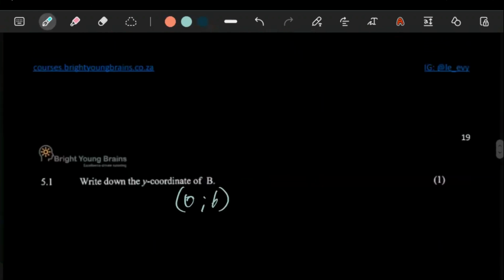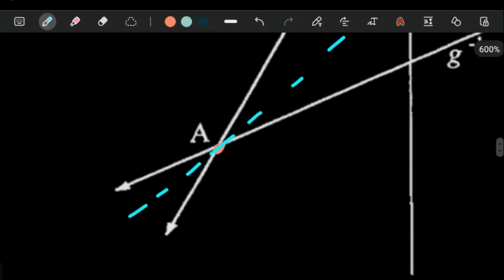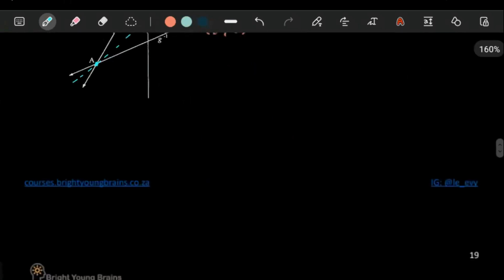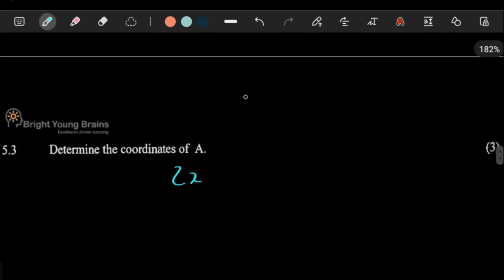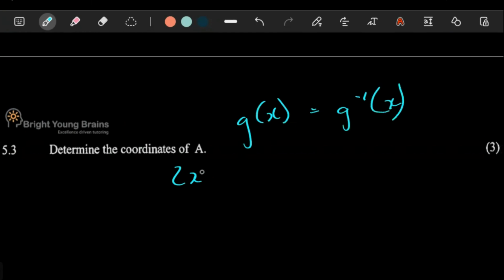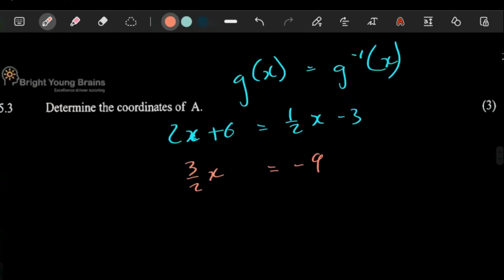Determine the coordinates of A. A is the point where the two graphs meet. That one is not a problem. You can just say g of x is equal to the equation of the inverse. So it's going to be 2x + 6 = half x - 3. You put 2x over here, and then negative 3 minus 6 is negative 9.